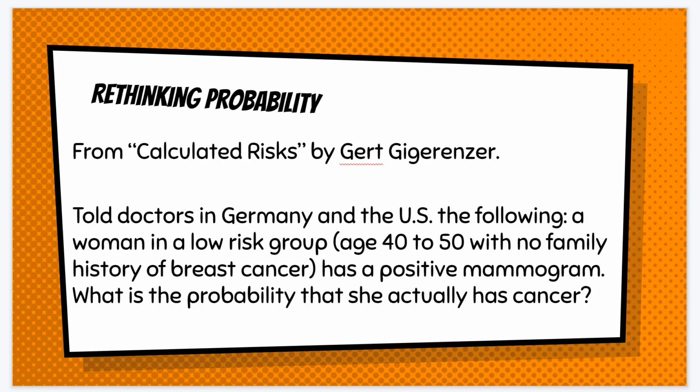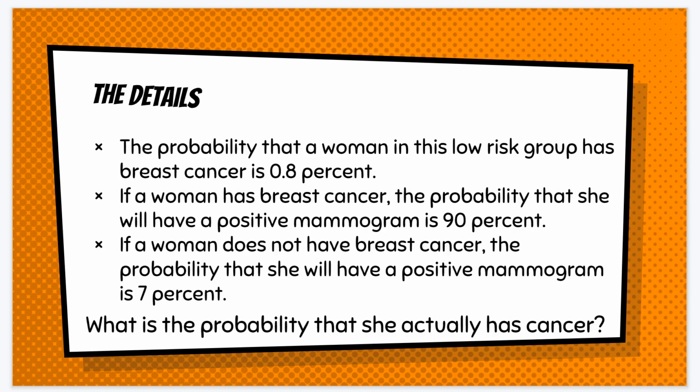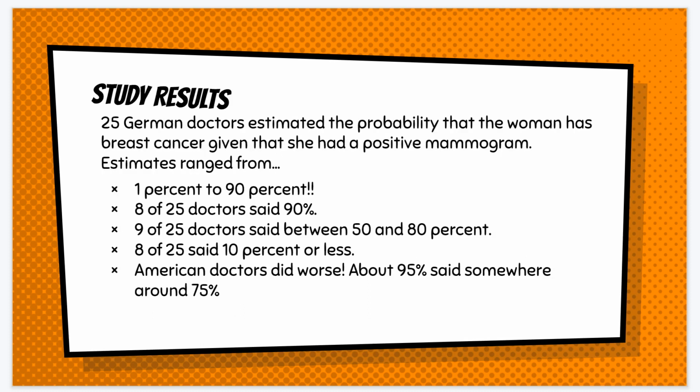So he gave the doctors more information than this. He told them the probability the woman in this low risk group has breast cancer is less than 1%, it's 0.8%. If a woman has breast cancer, the probability that she'll have a positive mammogram is 90%. So positive mammogram with breast cancer, so that's a true positive, is 90%. And if a woman does not have breast cancer, the probability she'll have a positive mammogram is 7%. So there's a 7% false positive rate. And again, they asked the doctors, what is the probability that this woman with a positive mammogram actually has breast cancer? So here were the results of the study.